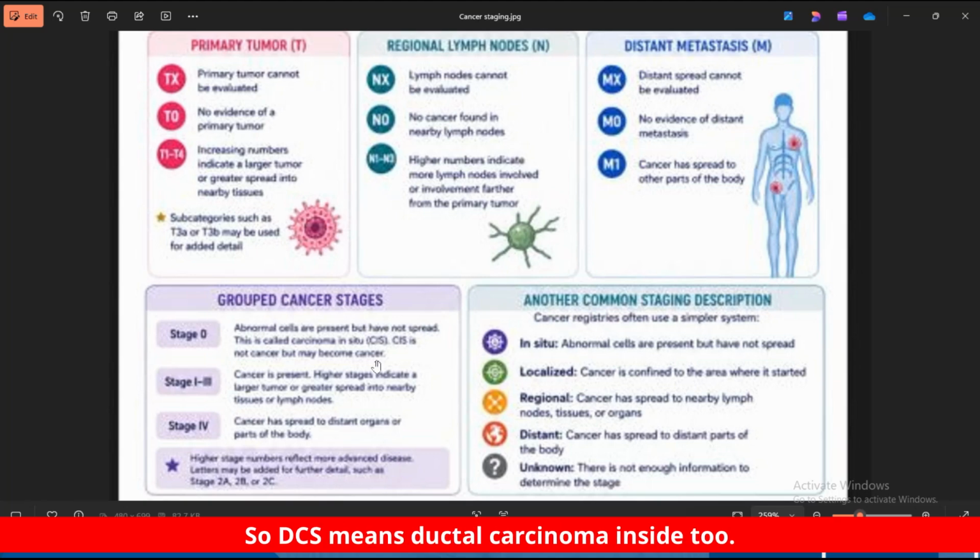DCIS means ductal carcinoma in situ. So DCIS is stage 0, where the patient had abnormal cells but they did not spread into lymph nodes or distant sites. Basically DCIS is not a tumor but it has the capability to become a tumor or cancer.